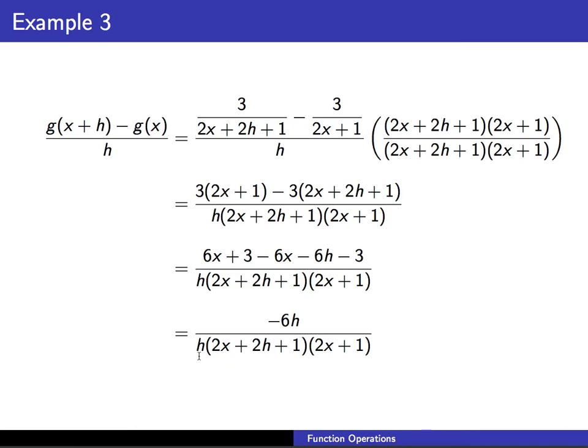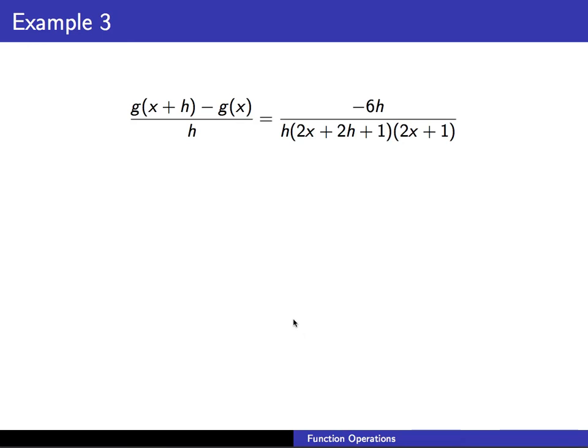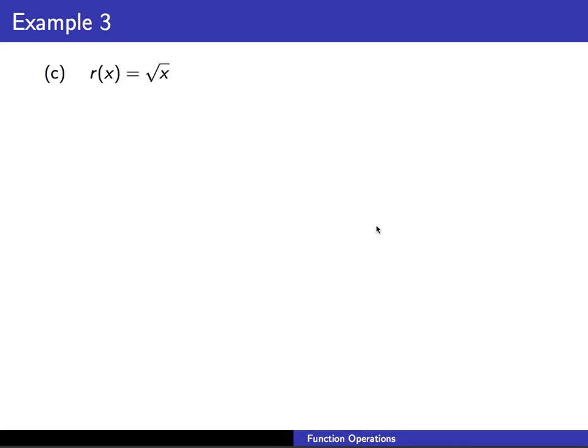The h out in front here is going to cancel out this h after the 6, leaving us with negative 6 over 2x plus 2h plus 1 times 2x plus 1. So really it's just an exercise in simplifying complex fractions by multiplying everything by the least common tiny denominator. All right, example 3, part C here is going to be our final example.